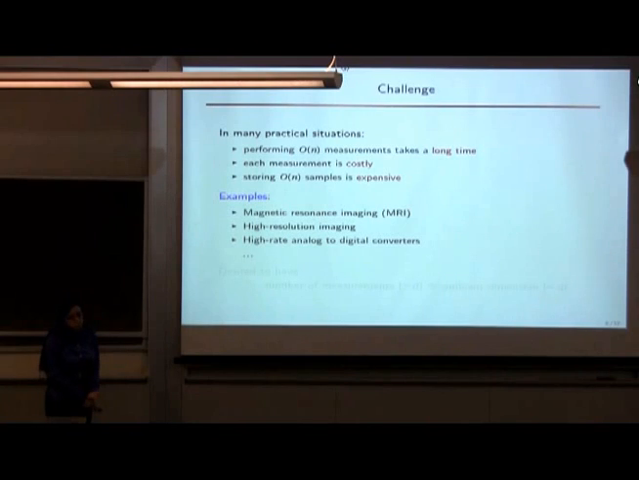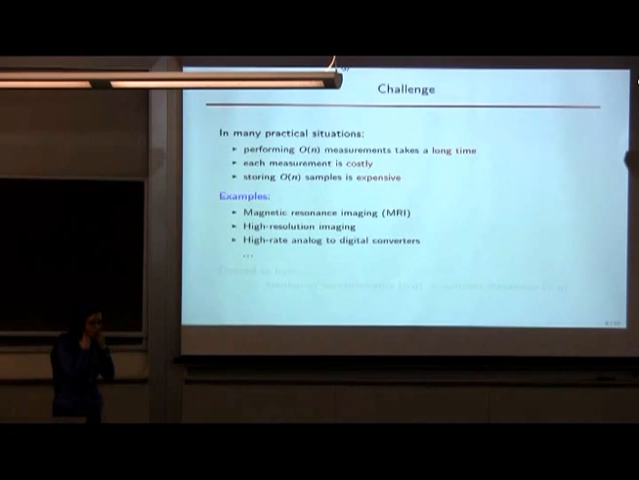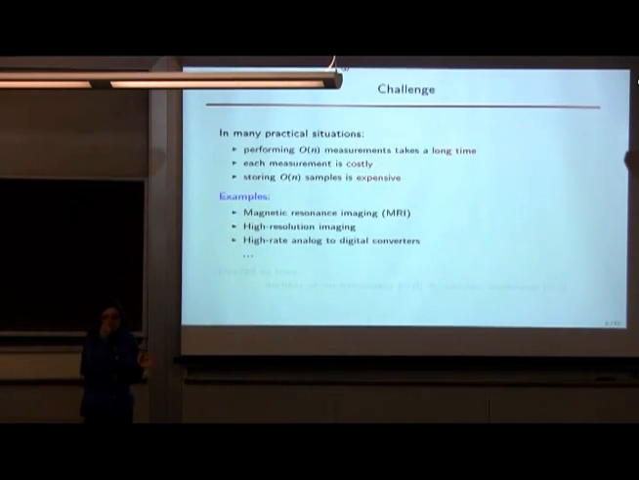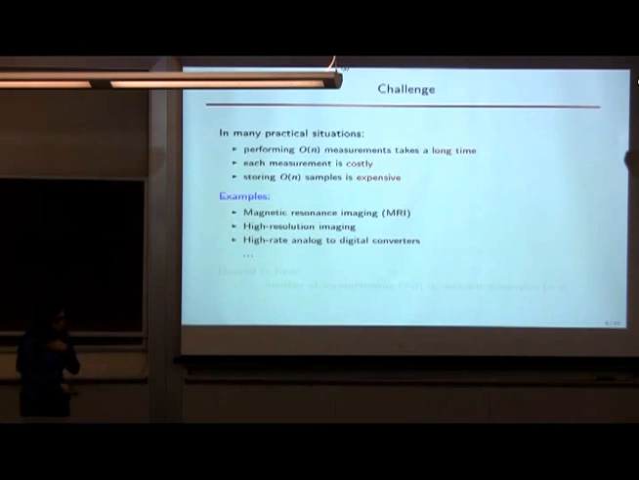But this turns out to be very challenging because n is very large, and in many practical situations, getting this many measurements can take a lot of time. It's expensive. Storing this many measurements can be costly. A very good example is the case of MRI machines. In MRI, the person has to stay in the machine for 20 minutes or more to let the machine get all the samples that it needs so that later on it can give us a reliable reconstruction of the data. And this happens in other applications like high-resolution imaging and so on.